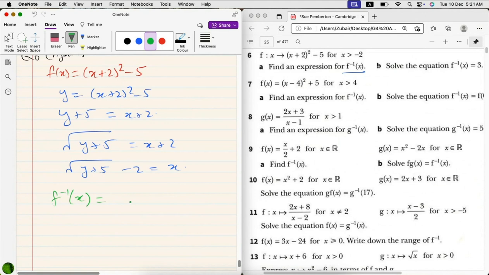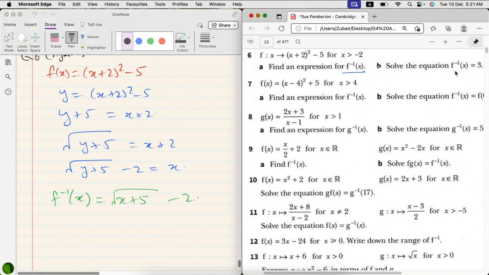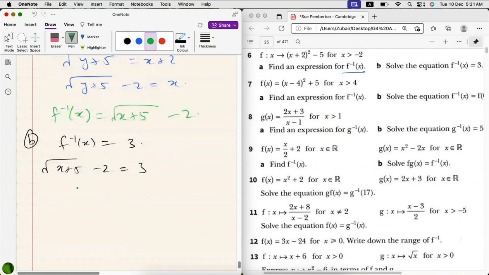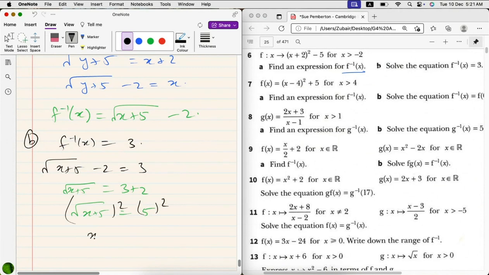The inverse function is square root of x plus 5 minus 2. The examiner said in the second part that f inverse x is equal to 3. So we have to solve for x. This was square root of x plus 5 minus 2 is equal to 3. First of all, 2 goes on the other side. Square root of x plus 5 is equal to 3 plus 2. Square root of x plus 5 is equal to 5. Squaring both sides. x plus 5 equals 25. And x equals 25 minus 5. x is equal to 20.